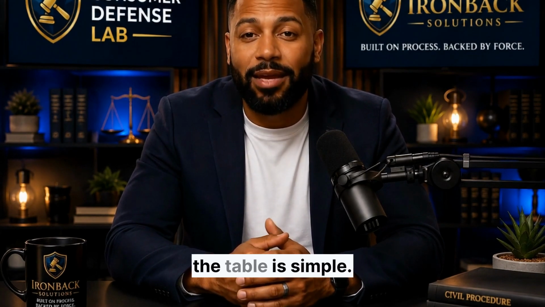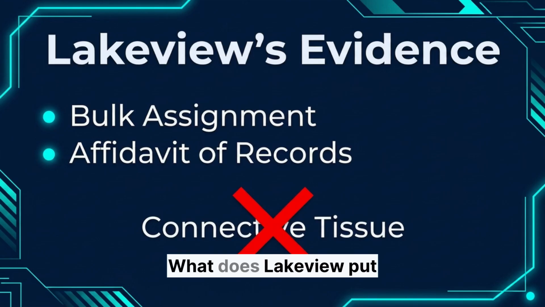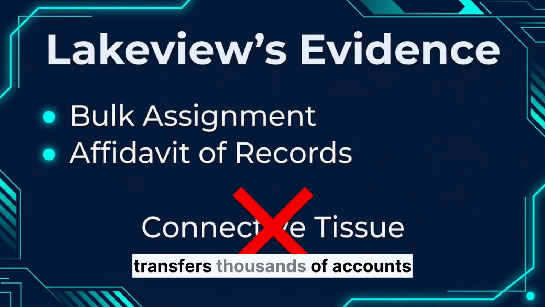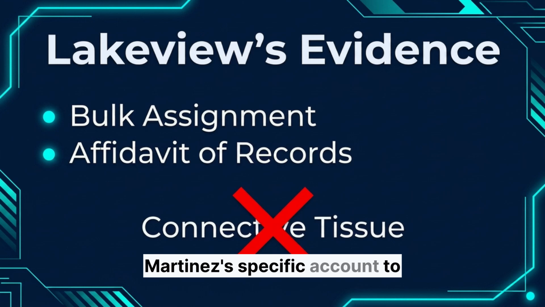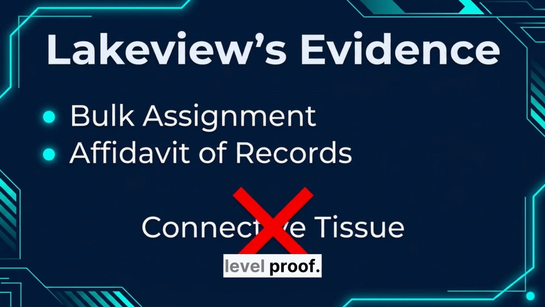So the question on the table is simple. Prove it. What does Lakeview put forward? A bulk assignment, the kind of document that transfers thousands of accounts at once from a seller to a buyer, and an affidavit from someone who reviewed business records. What is missing is the connective tissue. The bulk assignment references a portfolio, but nothing in the record ties Ms. Martinez's specific account to that portfolio with account-level proof.